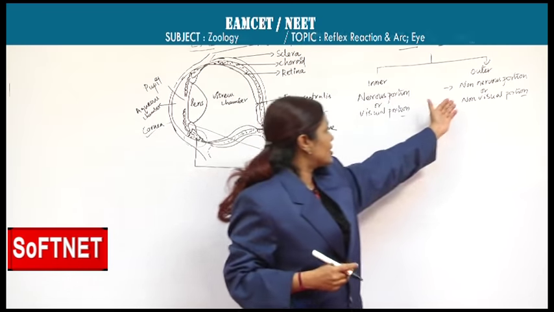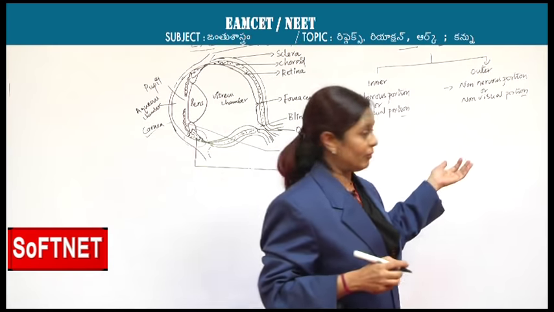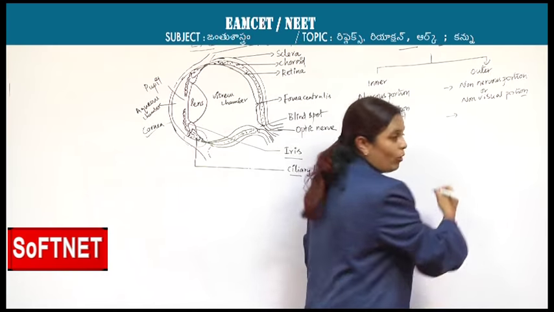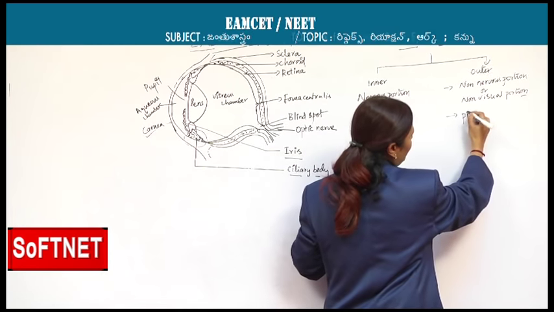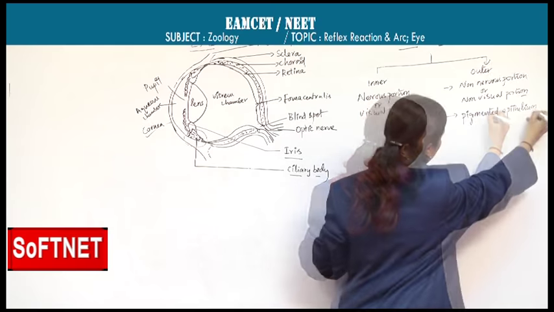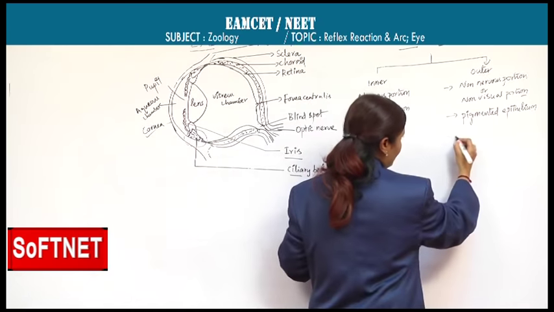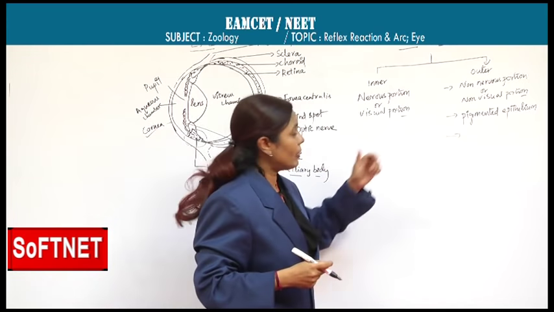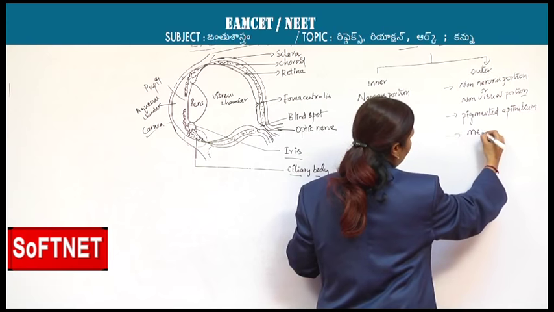Now when you say this outer layer or outer region is non-visual or non-nervous, then what is it made of and what is it for? Actually this is made of a pigmented epithelium. When you say epithelium, fine, we know. Then what pigment do you find here? The pigment is melanin.